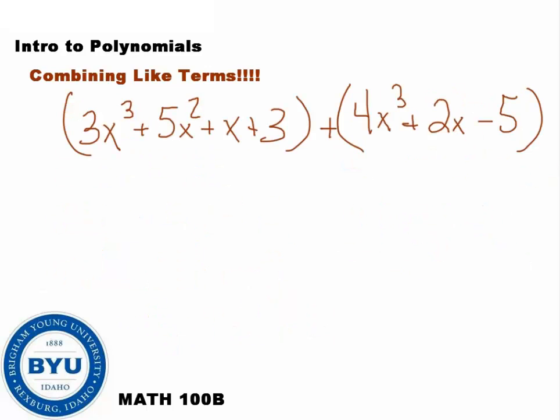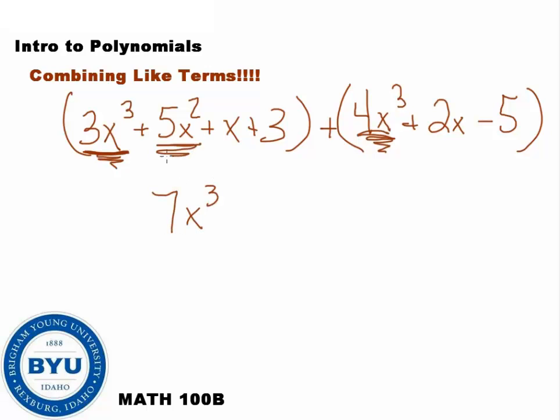So here's an example of adding 2 polynomials together. Here's our first polynomial. It has 4 terms: 1, 2, 3, 4. Here's our second polynomial with 3 terms. Again, when you add polynomials, all you simply have to do is combine the like terms. So I'm going to combine all my like terms. Remember, like terms have to have the same hats. So here I have 3x cubed, and here's 4x cubed. They have the same hats, so we can combine them. 3 of these guys plus 4 of those guys comes out to be 7 of those guys.